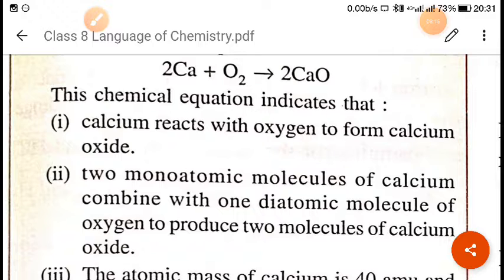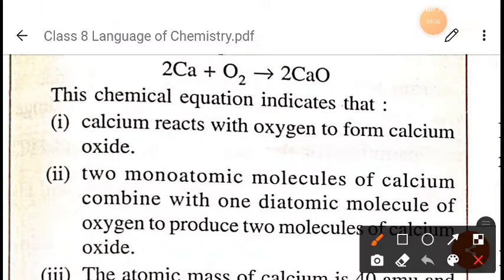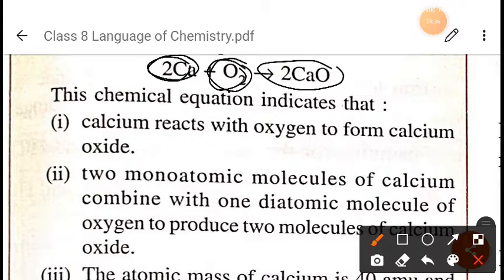This chemical equation indicates that calcium reacts with oxygen to form calcium oxide, right? Here calcium is reacting with oxygen to form calcium oxide. Now next is two monoatomic molecules. As you can see, this is monoatomic, and this is also monoatomic. So two monoatomic molecules of calcium combine with one diatomic molecule of oxygen to produce two molecules of calcium oxide.